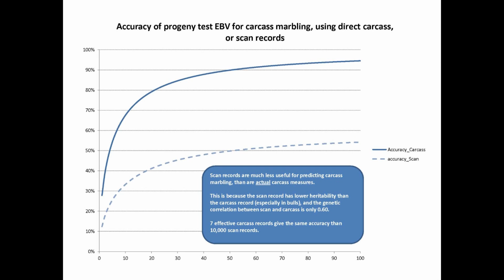The accuracy of the progeny test EBV using scan, if you're looking at carcass marbling genetics, can never get above 60%, and that's a function of the correlation between the two traits. So the really important point is, if you're interested in breeding for a carcass trait, carcass marbling for instance, and obviously that's what the consumer experiences, you are much better off getting direct measures for it and using those in the BreedPlan analysis than scan records. Scan records are useful, but direct measurements are much more useful.